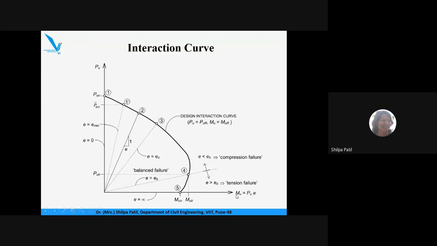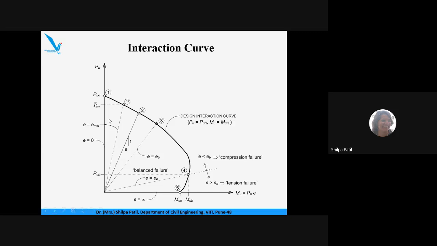What will be M? It will be 0, right? So it means it will be the first case. It will be the case of a purely axially loaded column. So at e equal to 0, we will get the Pu value on this y-axis. The y-axis represents all the load values and the x-axis represents all the moment values. So this is called the PM interaction diagram or PM interaction curve.